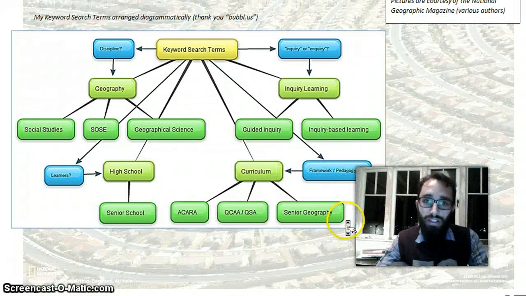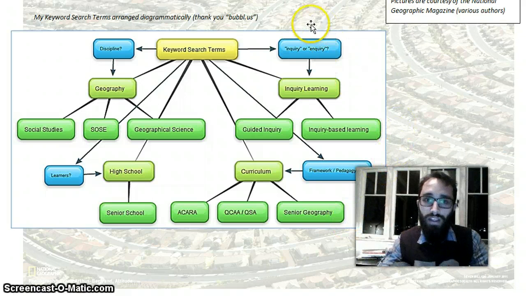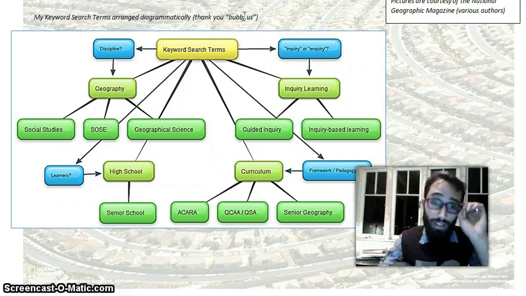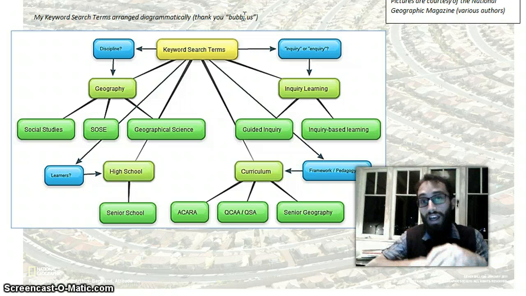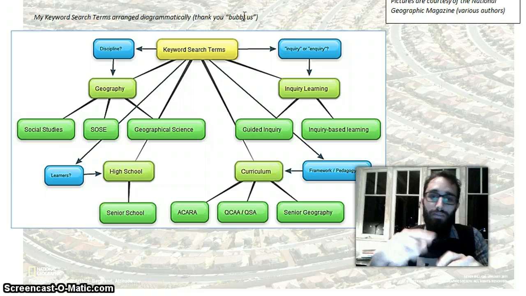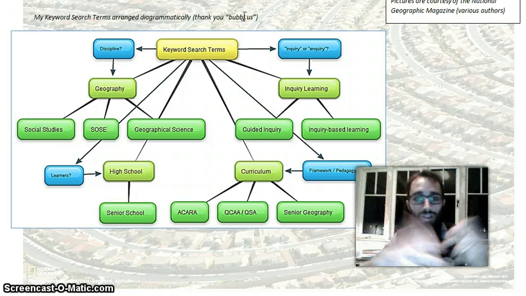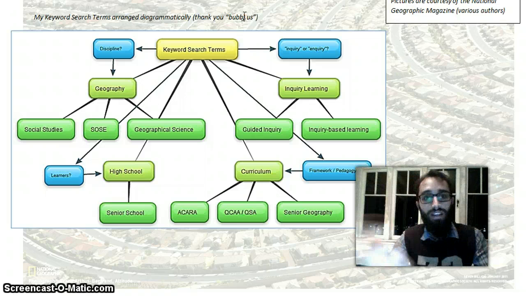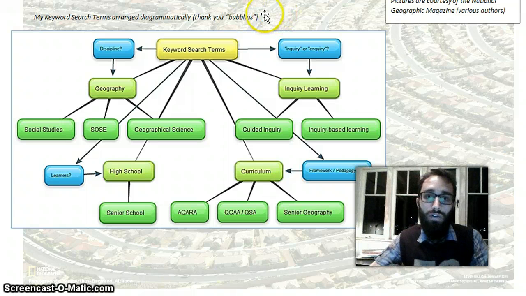I start here with a diagram thanks to Bubble.us. It's really helpful, I thought, as a visual learner, as to how you can arrange your search terms. So this is me coming back to this after doing all my searching, but this is how I've been thinking about my search for geographical inquiry.